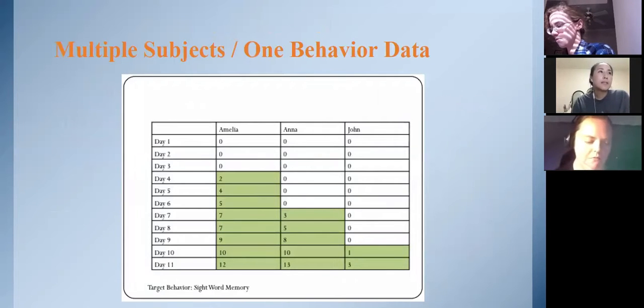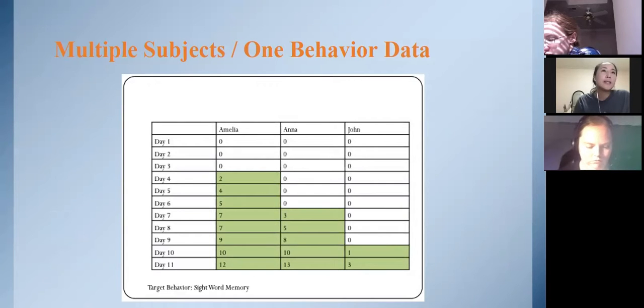As you can see, the baseline for each student was 0. They each knew 0 sight words. When the teacher began the intervention with Amelia on day 4, Amelia's sight word mastery began to improve. Anna and John stayed at 0.